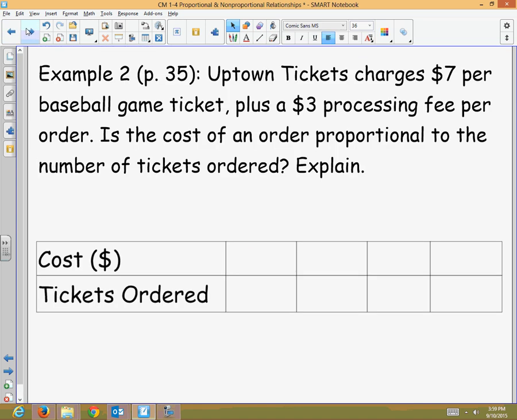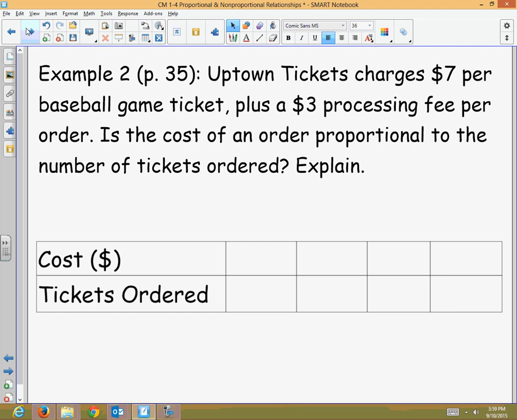Okay, example 2, page 35. Uptown Tickets charges $7 per baseball game ticket plus a $3 processing fee per order. Is the cost of an order proportional to the number of tickets ordered? Explain. Well, the cost of one ticket is $7. But every time you order a ticket, you have to pay a processing fee to get your ticket.